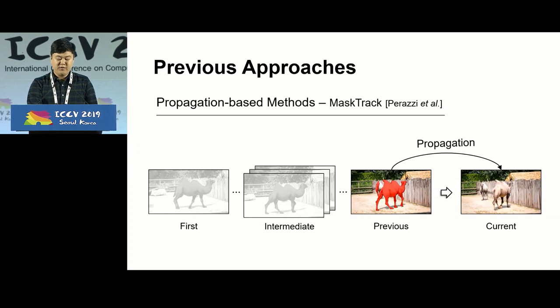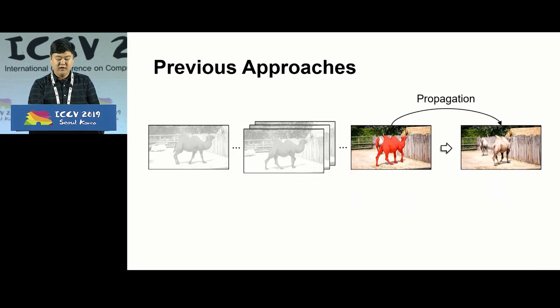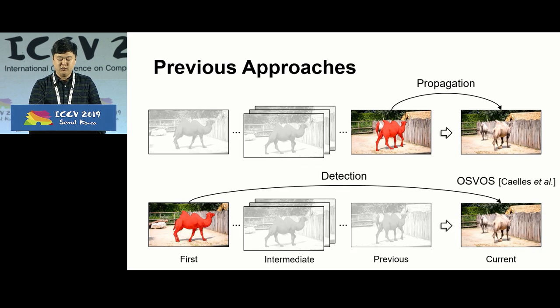Let's review some of the previous approaches from this perspective. Propagation-based methods use the previous frame to propagate its object mask toward the current frame. In this setting, the network learns the temporal coherency between the frames for propagation. On the other hand, detection-based methods make use of the first frame as a reference frame to detect the target object at the current frame. This method learns the appearance of the target object to match it across frames.